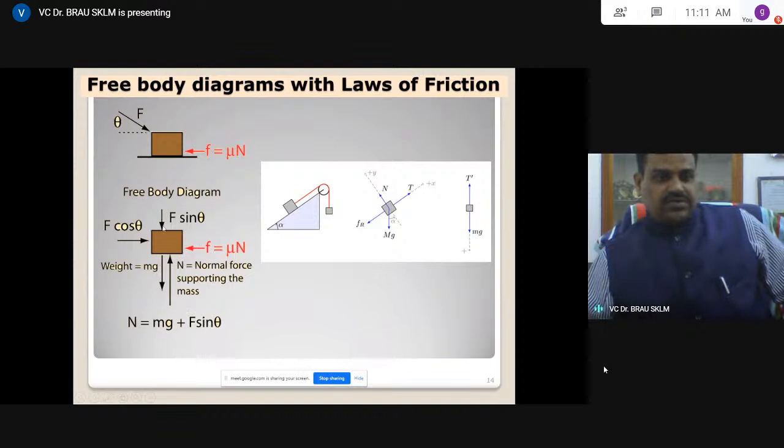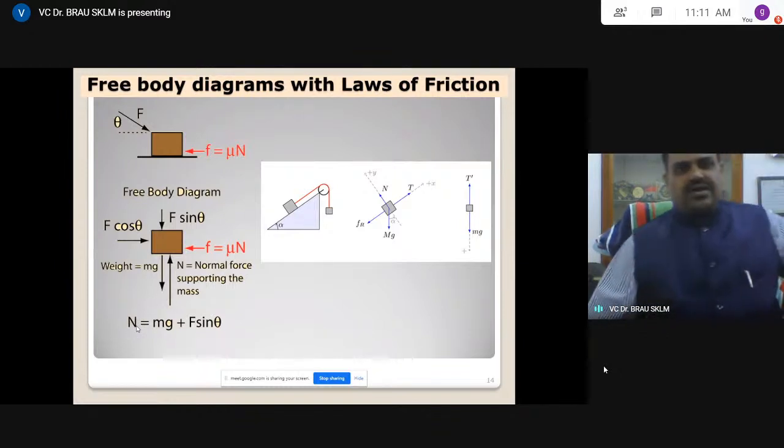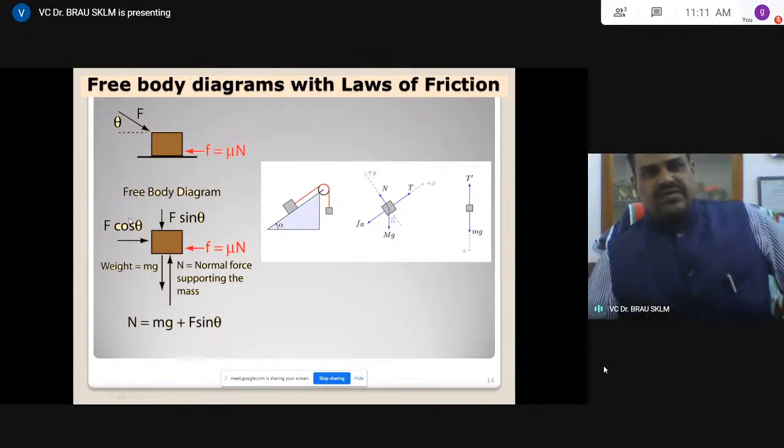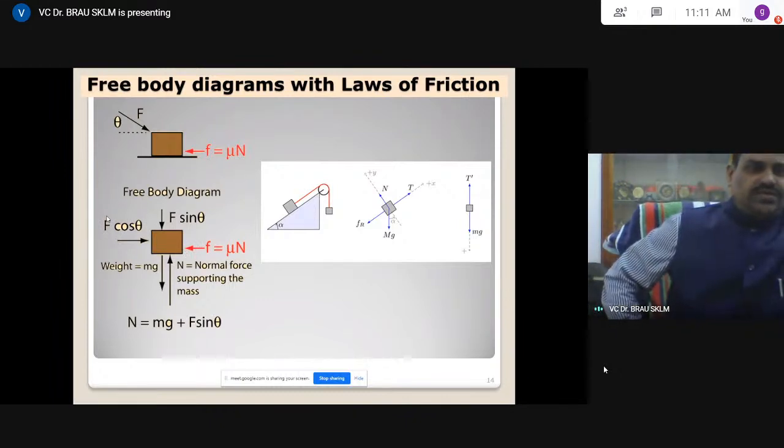Now the sum of the vertical forces is 0, and the sum of the horizontal forces is 0. Downward are F sin theta plus mg, and upward is N, so F sin theta plus mg is equal to N. That's all, simple. The horizontal equation is F cos theta equal to the frictional force, both are opposite. Depending upon the input data, we have two equations and two unknowns, and you can find them out.